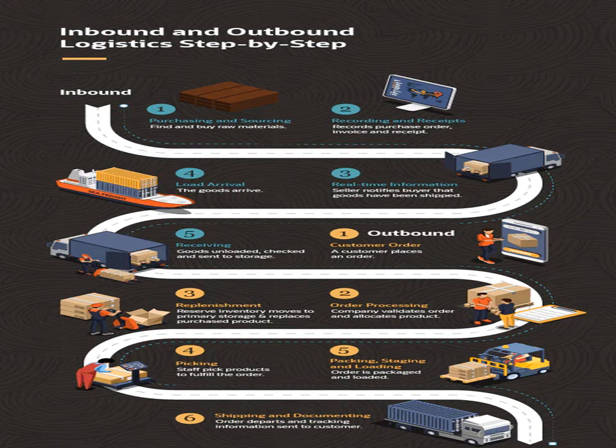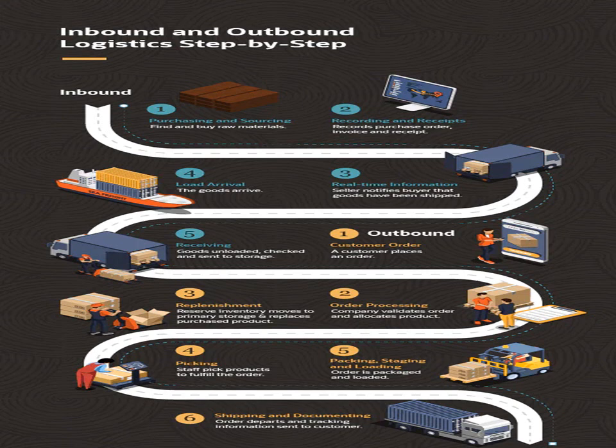In inbound, the first step is that we find and buy the raw material, that's called purchasing and sourcing. In the second step, we record the purchase order, invoice, and receipts. This is called recording and receipts. The third step is the seller notifies the buyer that goods have been shipped, which is called real time information. Then the fourth step is when the goods arrive, this is called load arrival. The last step in inbound logistics is when you receive the goods, check them, and send them to storage.